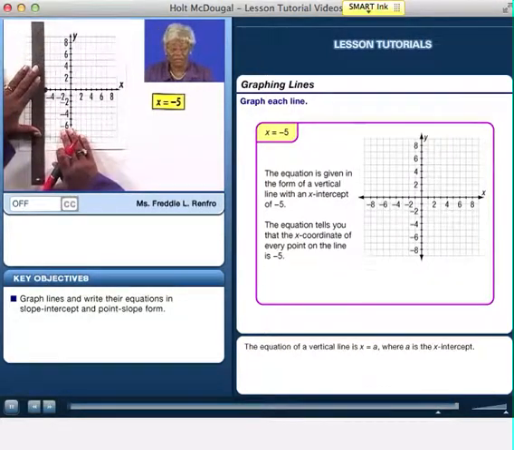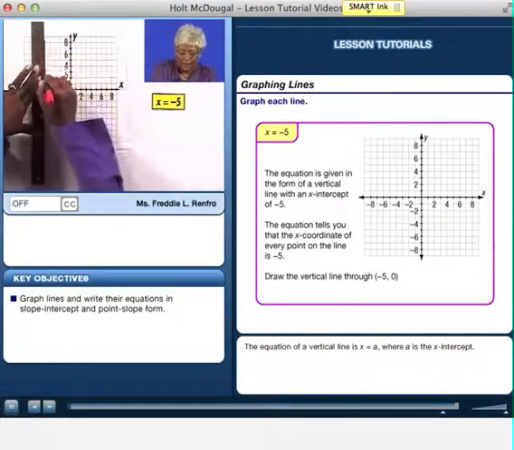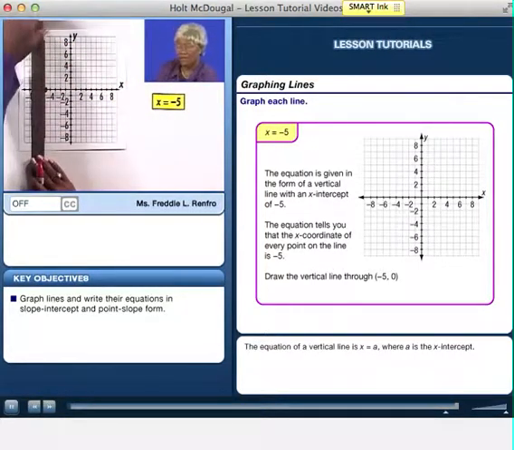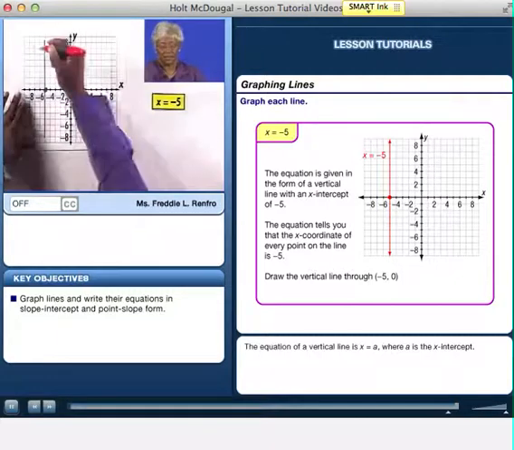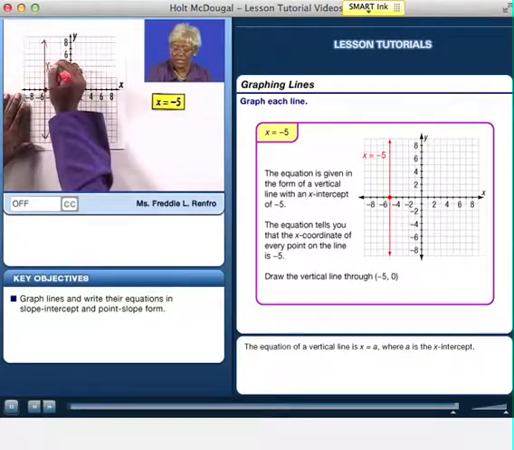It's just a vertical line. And it's parallel to the y-axis. So the graph of the vertical line, in this case, is x equals negative 5.